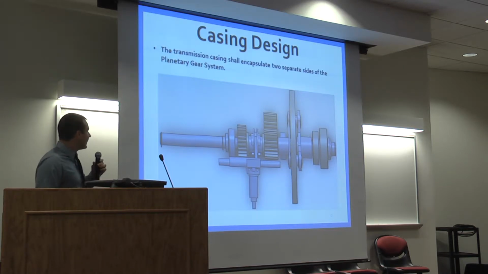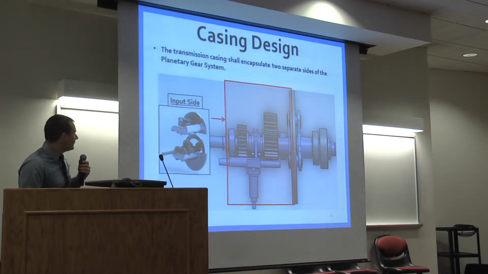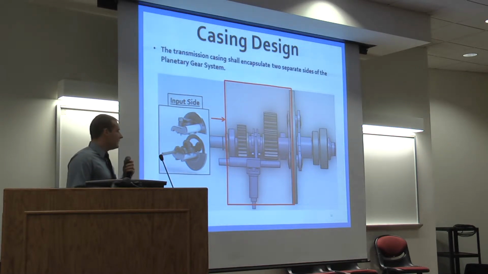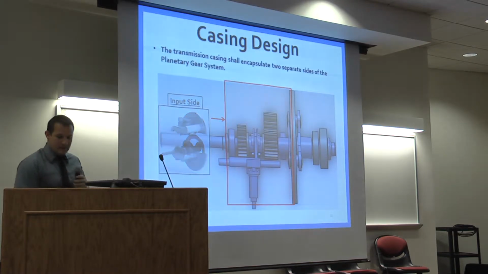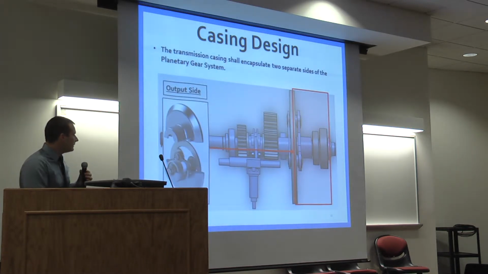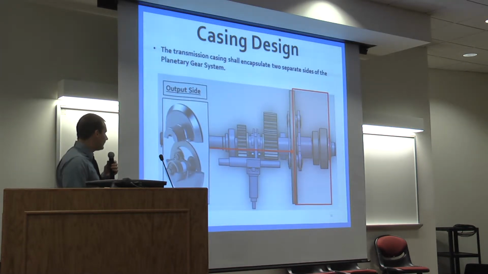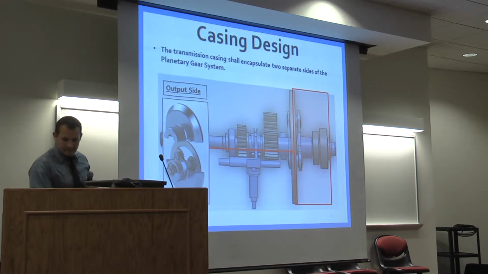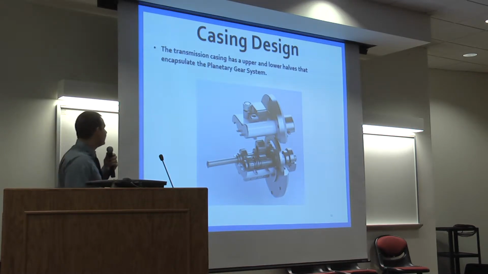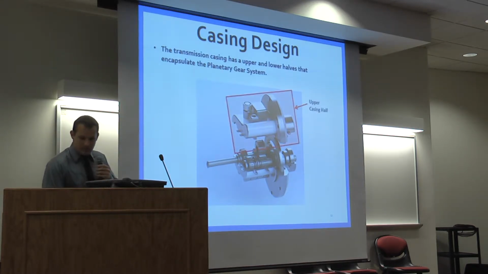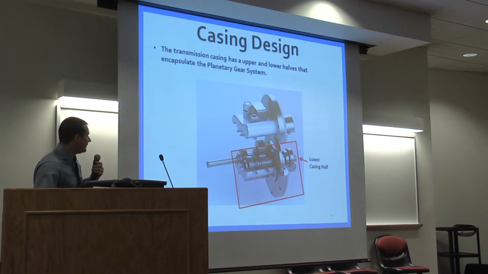When designing the transmission casing, 2 different sides of the planetary gear system had to be encapsulated. First was the input side. This side includes the forward gear mechanisms and the reverse gear mechanisms, as well as the clutch assembly. The output side holds 2 other radial bearings. The transmission casing design is to have an upper and a lower portion of the casing.